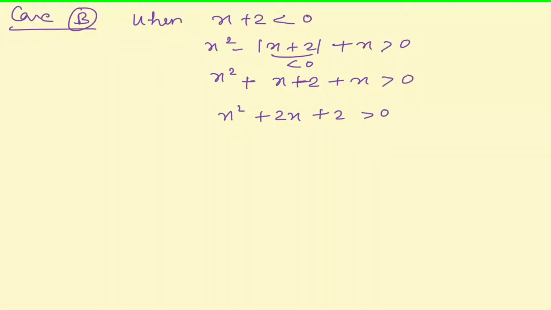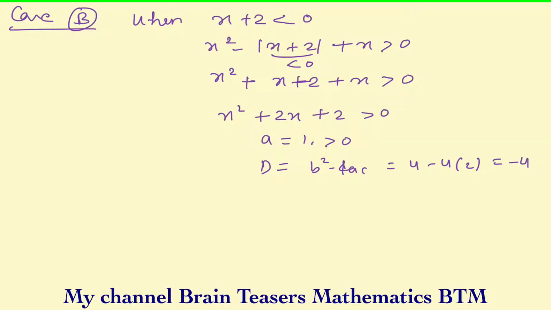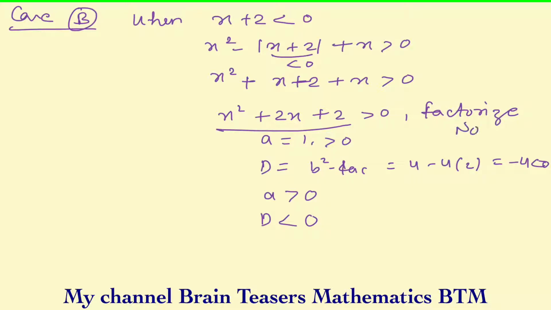So we know that here a is equal to 1, greater than 0, and D is equal to b square minus 4ac, that is 4 minus 4 into 2, that is minus 4, which is less than 0. So a is greater than 0 and D is less than 0. First of all, we cannot factorize this; the real factors are not possible.